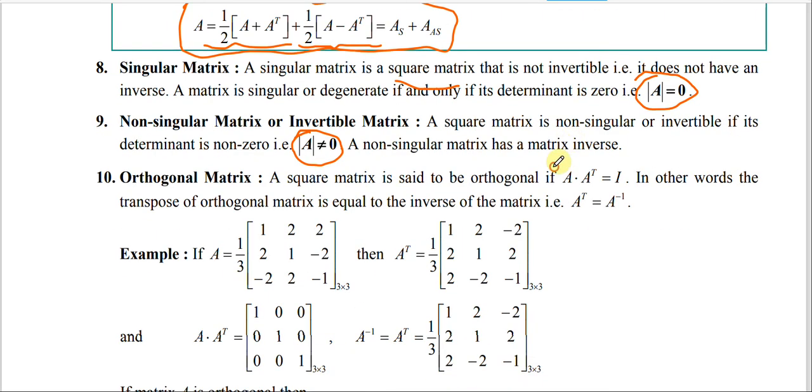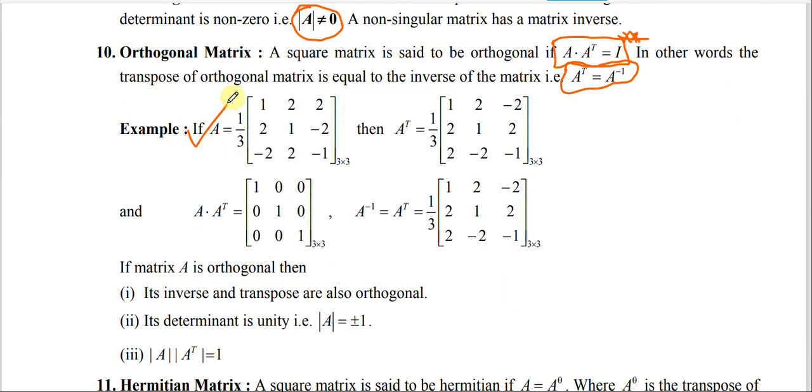Orthogonal matrix: if A into A transpose multiplication is the identity matrix, then A transpose is equal to A inverse. So if we are asked to find the inverse, we can simply take the transpose. This is a very important, hidden concept. In exams, in questions, we need to check A into A transpose. If it comes out as I, then the inverse of this matrix will be A transpose. Simply we can see the examples given: A inverse is A transpose, and it will be multiplication only.